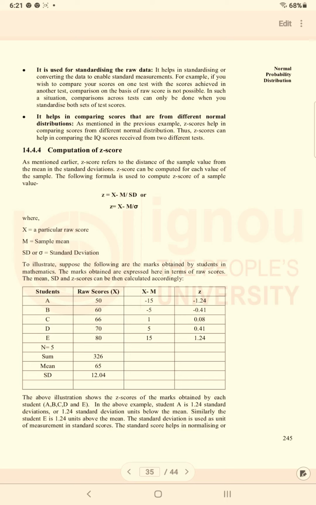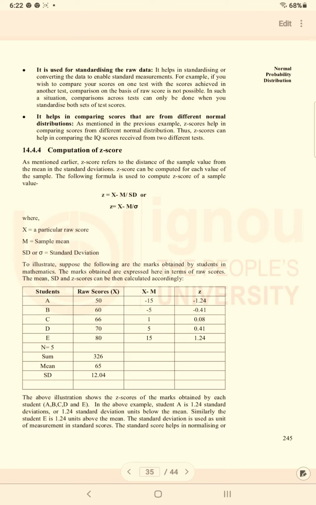14.4.4 Computation of Z-score. As mentioned earlier, z-score refers to the distance of the sample value from the mean in standard deviations. Z-score can be computed for each value of the sample. The following formula is used to compute the z-score of a sample value: Z equals (x minus m) divided by SD, or Z equals (x minus mu) divided by sigma, where x equals a particular raw score, m equals sample mean, and SD or sigma equals standard deviation.